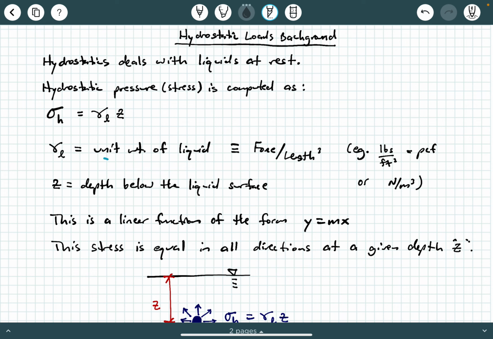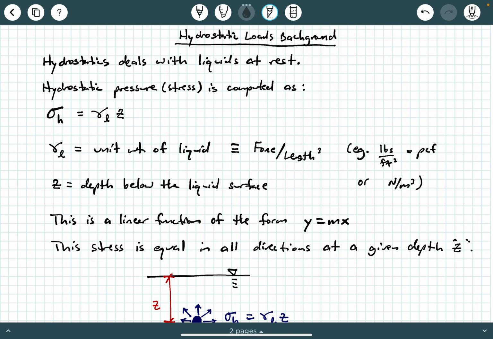Gamma L is the unit weight of liquid, which has units of force per cubic length. So for example, that would have units of like pounds per cubic foot, or we sometimes abbreviate that as PCF. And if you had SI units, you would be looking at newtons per cubic meter, okay? Now again, Z is the depth below the liquid surface, all right?